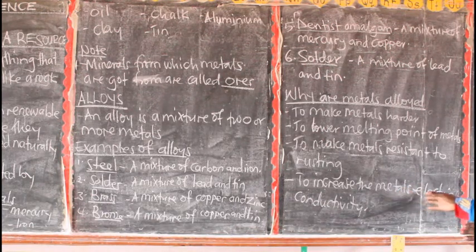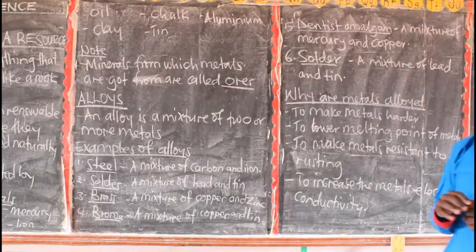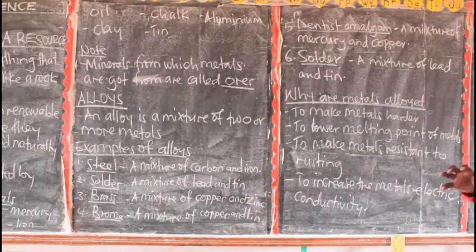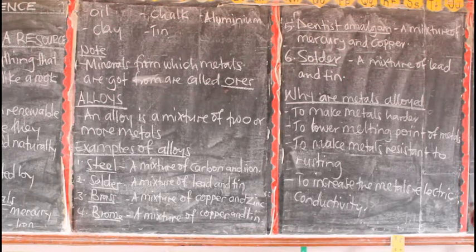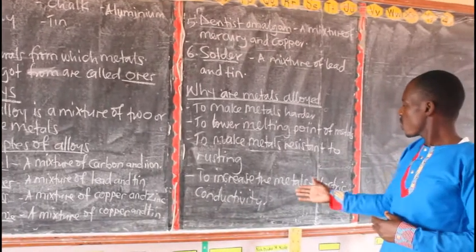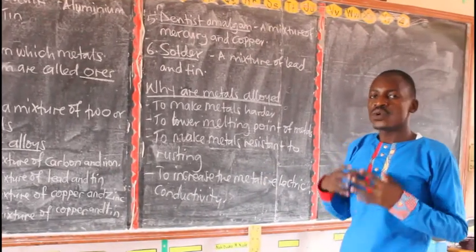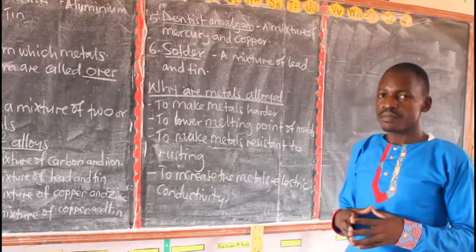Then to increase the metals' electric conductivity. When we talk about electric conductivity, we mean the rate at which some materials conduct electricity. There are those metals whose electric conductivity is very low. They conduct electricity at a very low pace. So for you to increase their conductivity, you have to mix them with other metals.